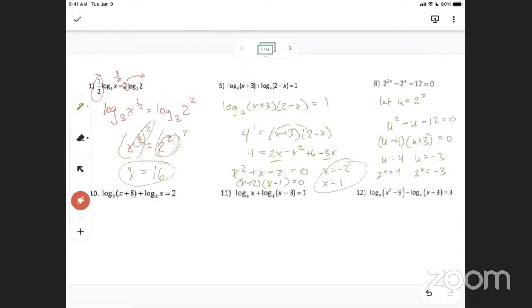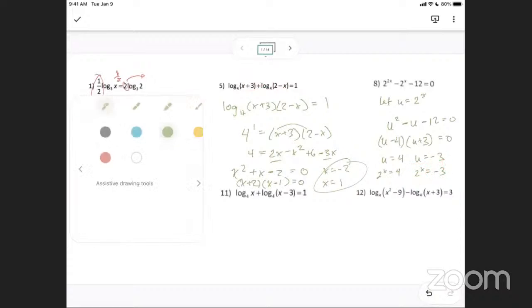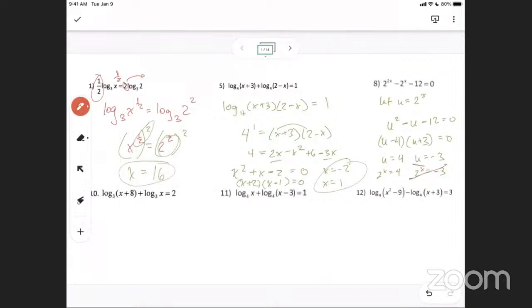Can you raise 2 to a power such that you get a negative answer back? No. No, you can't. So this is what's called an extraneous solution. So I'll cross that out. So I only have to solve this one, 2 to the x equals 4. And of course, if 2 to the x equals 4, what's x have to be? 2. Perfect. There's your answer. All right. Good? Yeah.